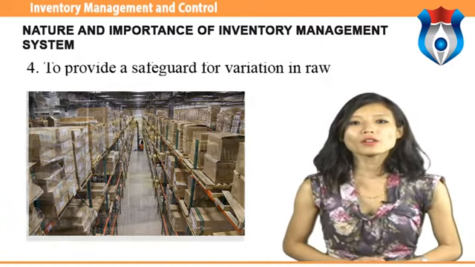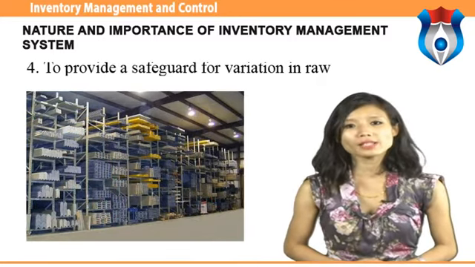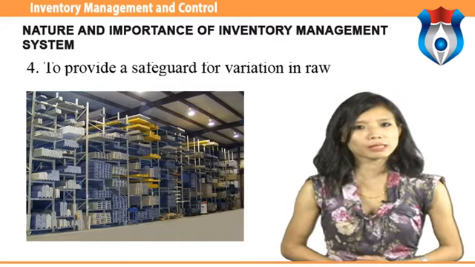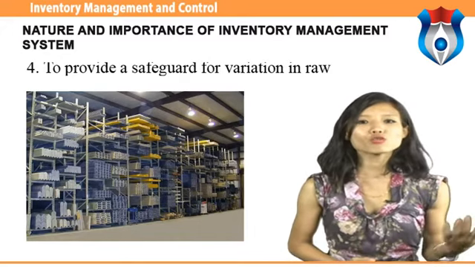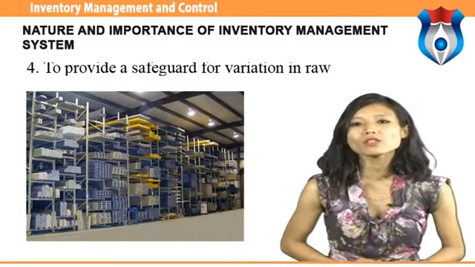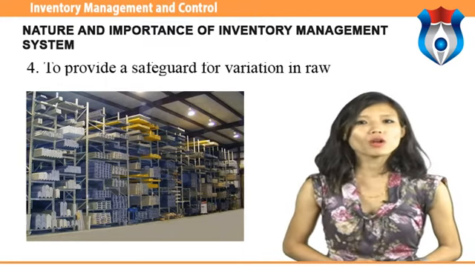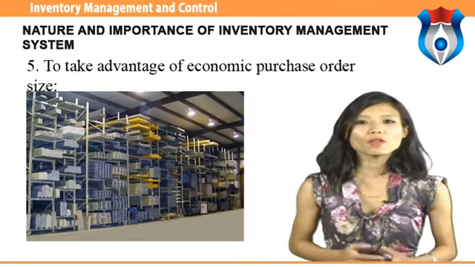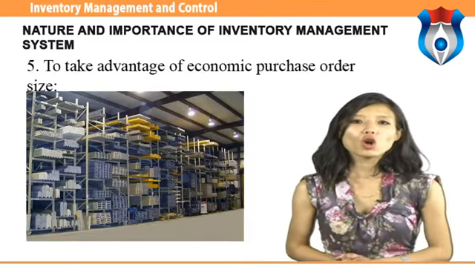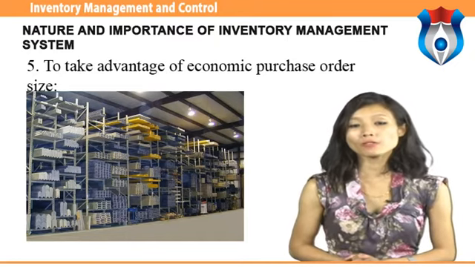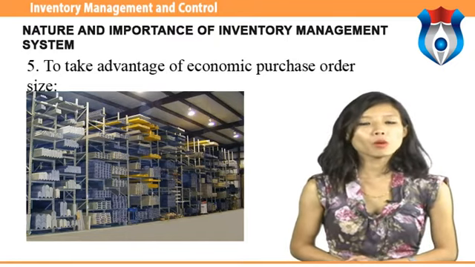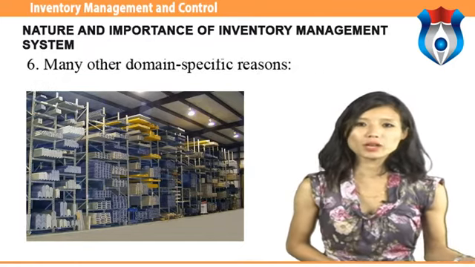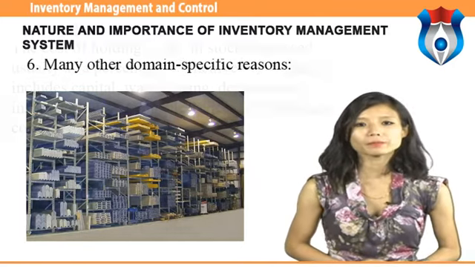When material is ordered from a vendor, delays can occur for a variety of reasons: normal variation in shipping time, shortage of material at the vendor's plant causing backlogs, an unexpected strike at the vendor's plant or at one of the shipping companies, a lost order, or a shipment of incorrect or defective material. To take advantage of economic purchase order size, there are costs to place an order: labor, phone calls, typing, postage and so on. There are many other domain-specific reasons. Depending on the situation, inventory may need to be carried.